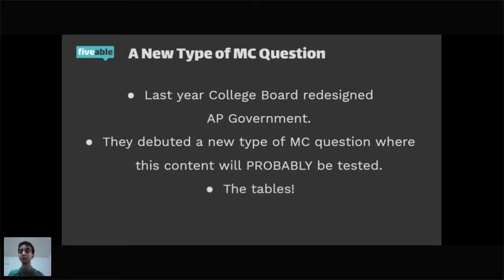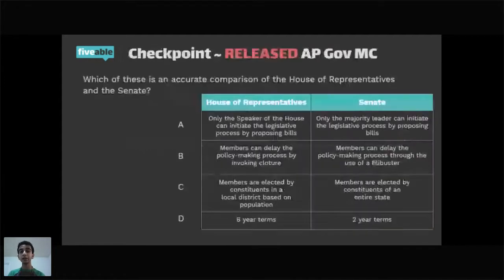So it's basically a table. What I've done is taken a released multiple choice question and put it into a table, so you can see what it's like. If you could go through and see what you think is correct. And again, remember, this is an actual AP exam question. So if you can do these, you will be on your way to getting a 5 on the exam.